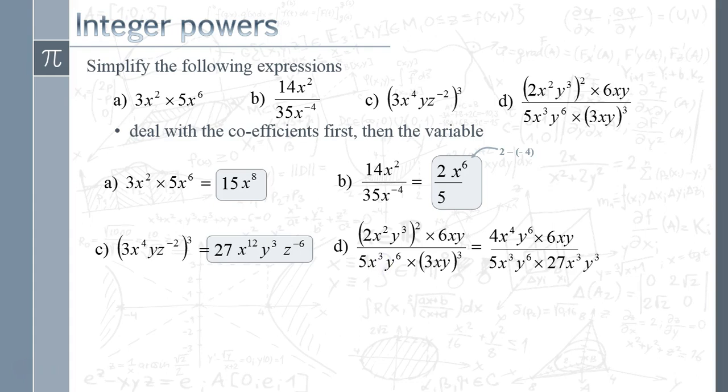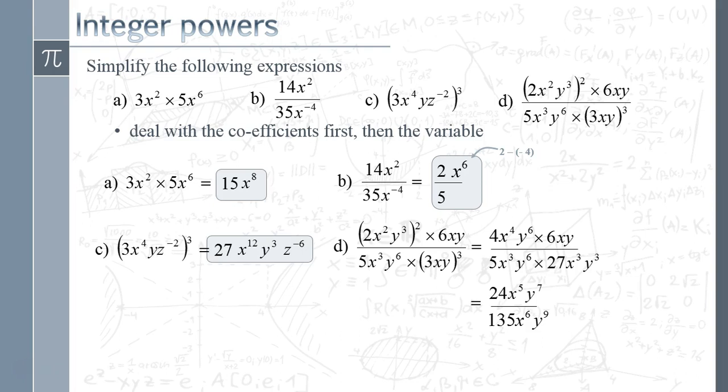Now on the top we'll do a bit of tidying up again, so let's deal with the coefficients. So I've got 4 times 6, which is 24. X to the 4 times x is x to the power 5, y to the 6 times y, y to the 7. And on the bottom we've got 135 x to the power 6, y to the power 9. All that remains to be done now is just some tidying up, same as we did in example B.